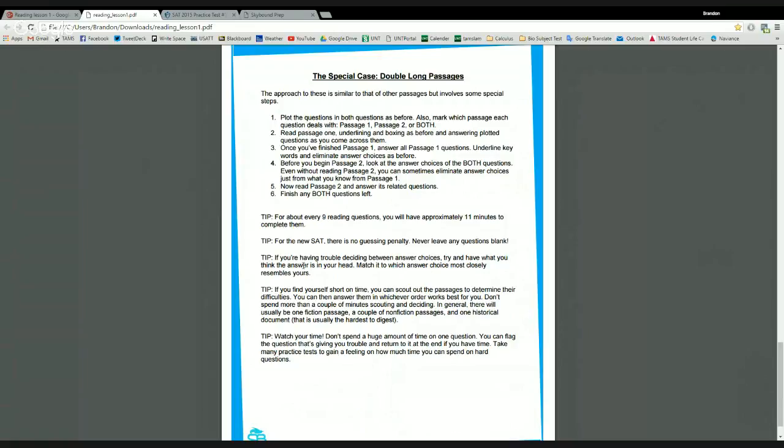If you find yourself short on time, you can scout the passages and, based on that, order them from easiest to hardest. Usually, there's a history passage that's the hardest, so you usually want to leave the history passage for last. But keep in mind, you don't need to do this if your timing is fine on the first run.